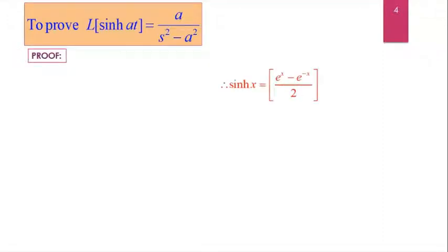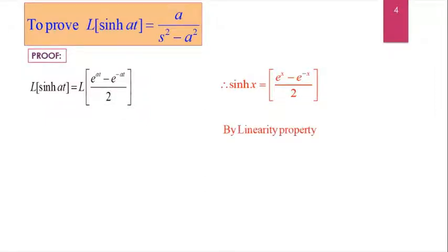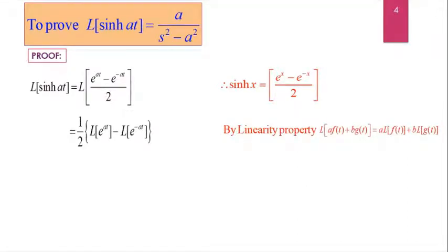We are supposed to prove it as a divided by s squared minus a squared. Since we know that sinh x is equal to e power x minus e power minus x divided by 2, Laplace of sinh at could be written as Laplace of e power at minus e power minus at divided by 2. By the linearity property, we can further write it as 1 by 2 times Laplace of e power at minus Laplace of e power minus at. So now we recall the formulae of Laplace of e power at, which is 1 divided by s minus a, and Laplace of e power minus at as 1 divided by s plus a.